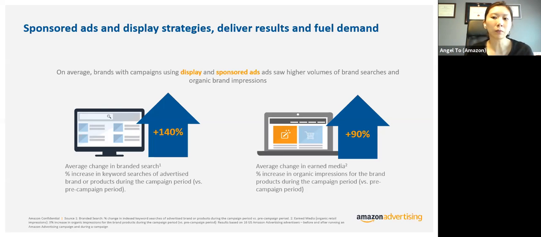The other one is what we call earned media. I can spend hours talking about earned media, but the best way to think about it is that Amazon is a big system.